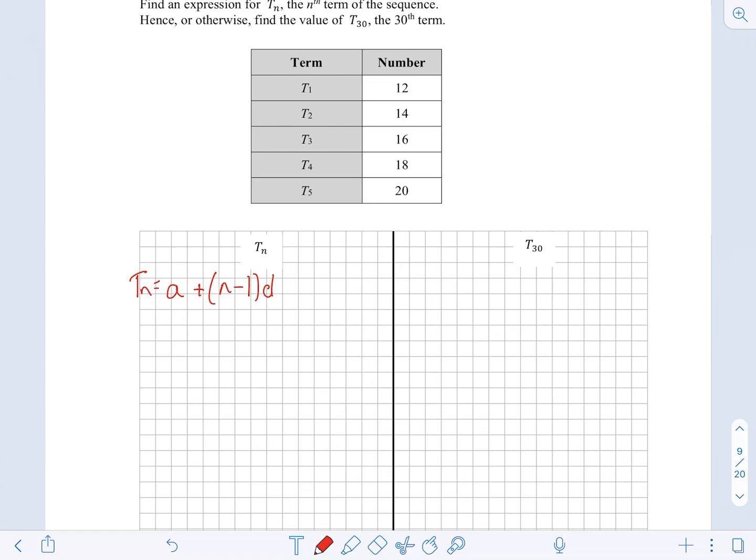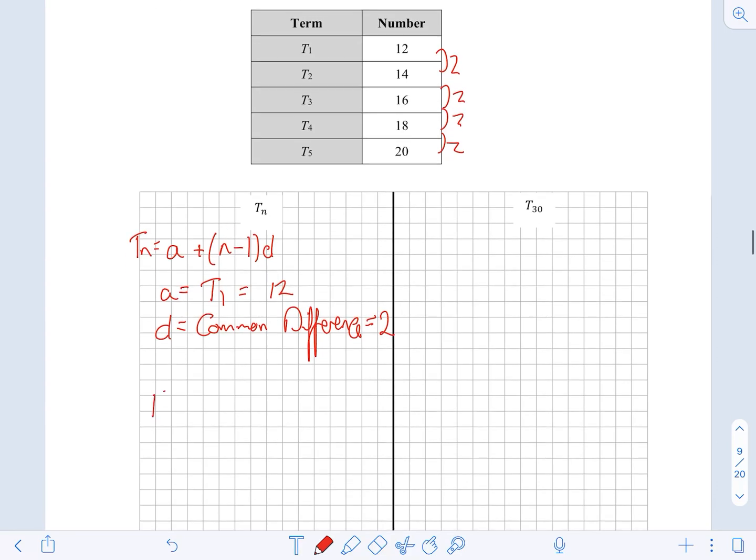And because we have an arithmetic sequence, we're allowed to use the formula a plus n minus 1 times d. And it tells us that a is equal to term 1 and d is equal to the common difference. So T1 for us is equal to 12 and d for us is equal to 2, because the common difference is 2 each time. Okay, so I didn't just bang it into the formula.